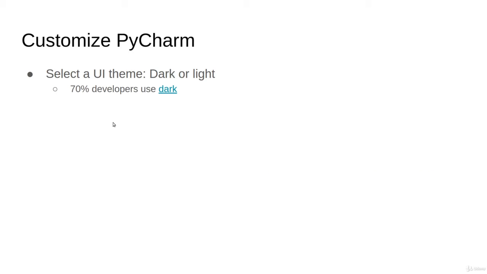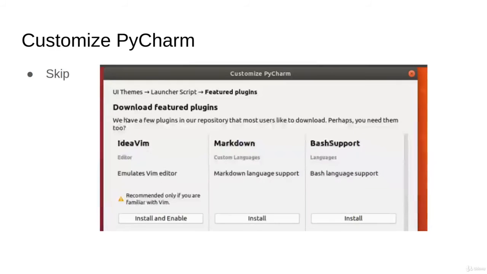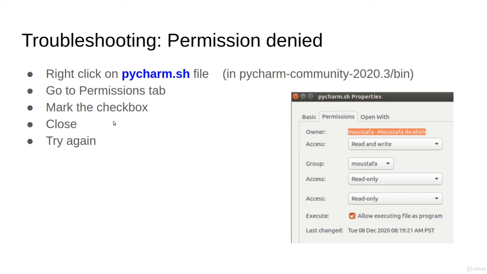While running it, it might ask you about customizing the UI theme. Do you want the code to appear on a dark background or a light background? 70% of developers are supposed to use the dark background. On a personal level, I use the light one. It's up to you. It might ask you to install and download extra plugins. You can skip that. You don't need it at the moment. That's all.